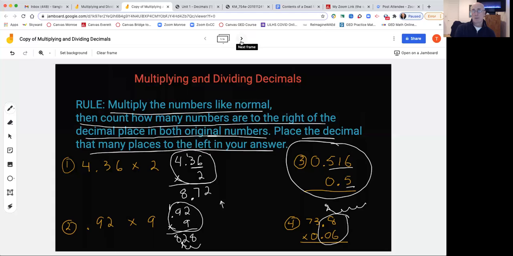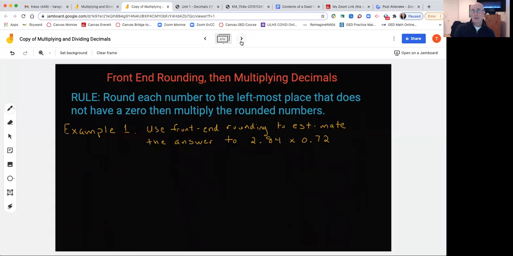Let me show you an example of a multiplication. I also should show you this concept here. It's called front end rounding and then multiplying. So you probably should freeze the frame, copy down the notes here, and then press play. Okay, front end rounding says there's a rule, and that rule is to round each number to the leftmost place. This is what's called "front end rounding." I'm going to put little quotation marks around this.